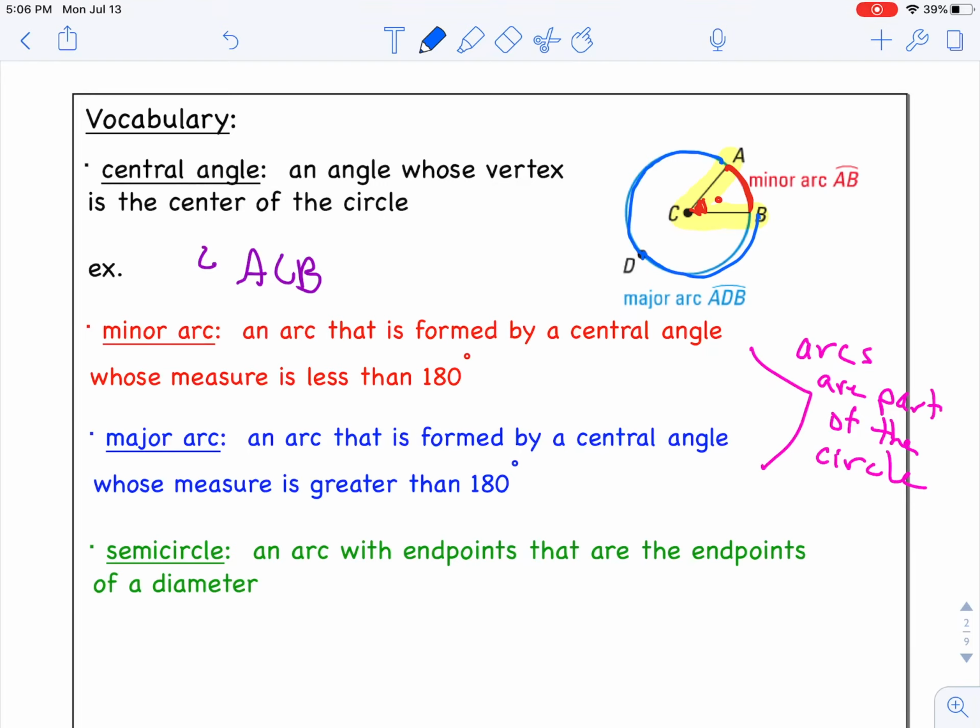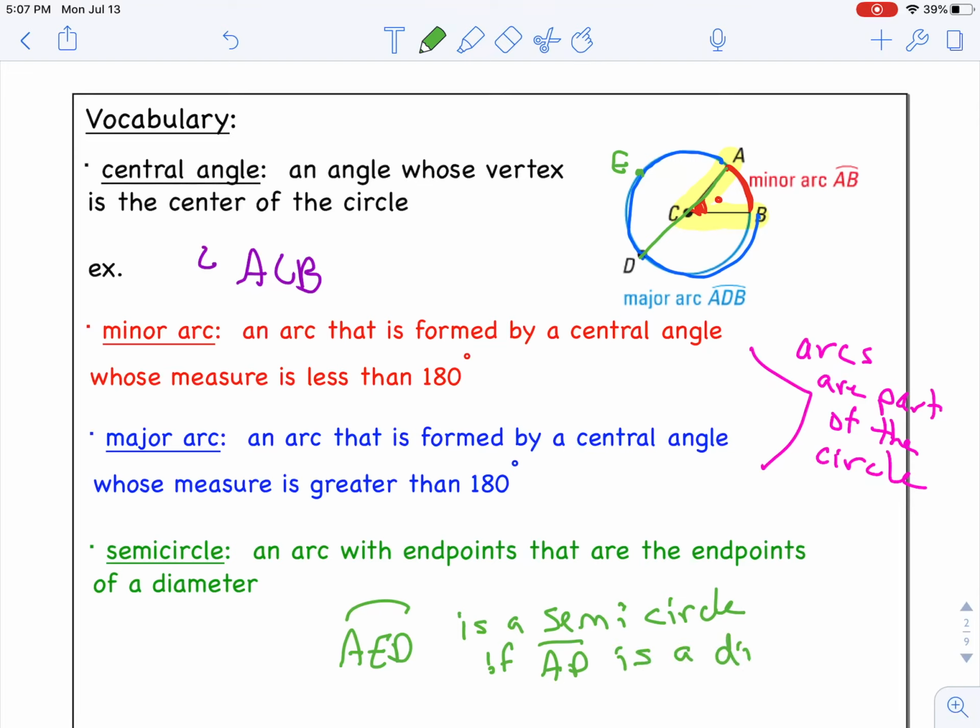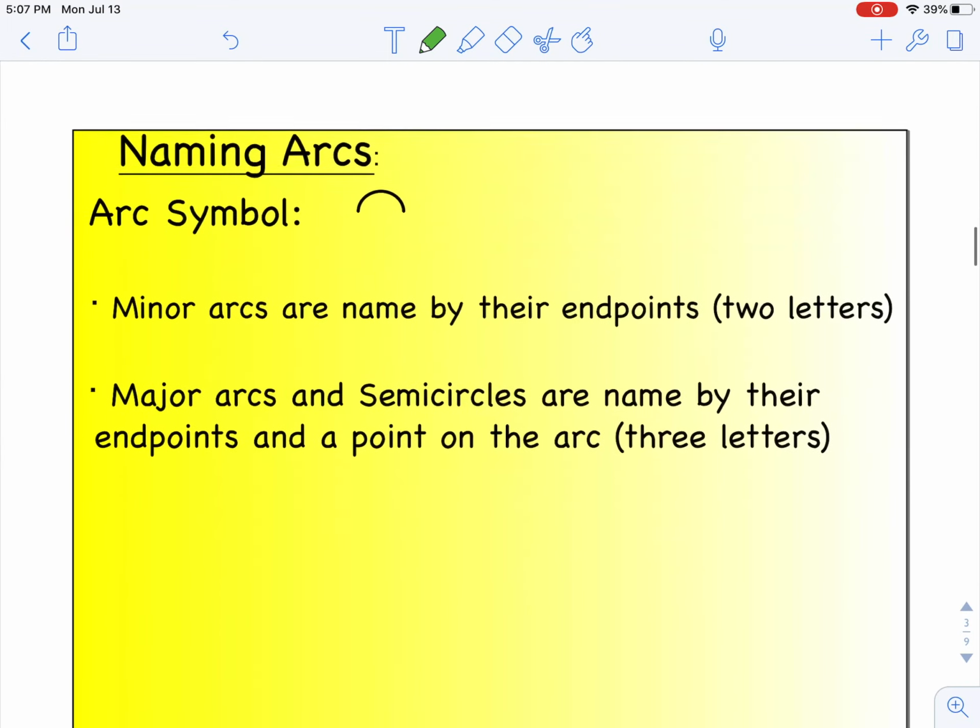A semicircle is an arc with endpoints that are the endpoints of a diameter. So if we had a diameter that went all the way through like this, then we probably need another letter in here. So arc AED is a semicircle if AD is a diameter.